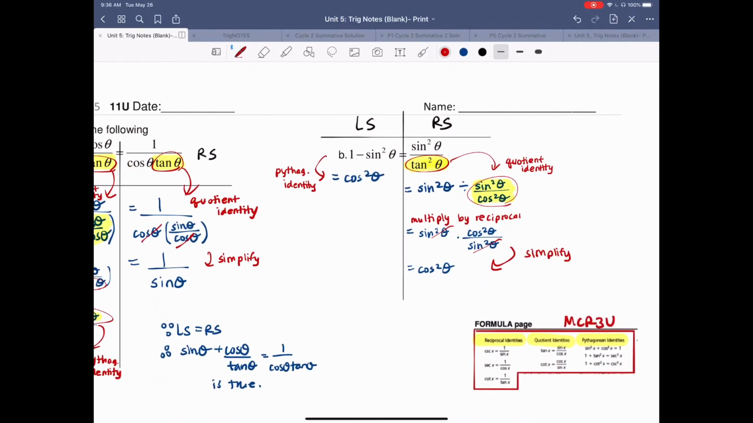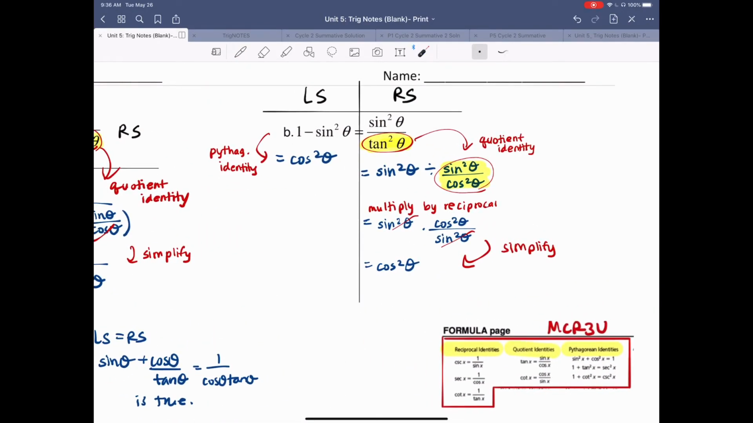And at this point, I have explained every step. And so I need to write my therefore statement. So at least, therefore, left side equals right side. I can't just leave it at that.